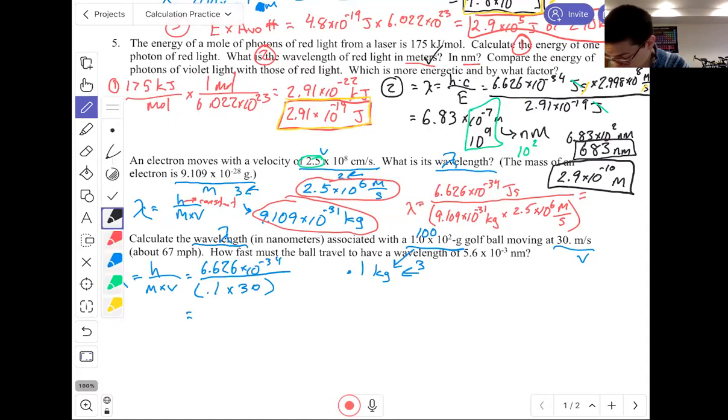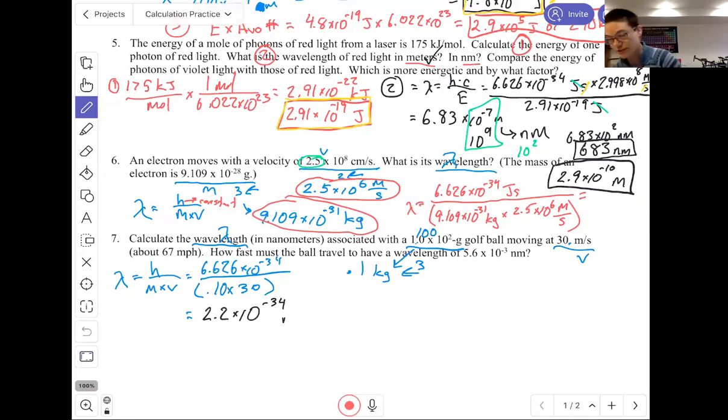So my sig figs here, if I'm paying attention, because I've got a decimal behind that 30 and a 1.0 here, how many sig figs am I going to have? 2. 2 again. So for 2 sig figs, if I do all of this, I'll end up with 2.2 times 10 to the negative 34th meters. That is exceptionally small. That is the wavelength of a golf ball when you smack it. You could not see that.